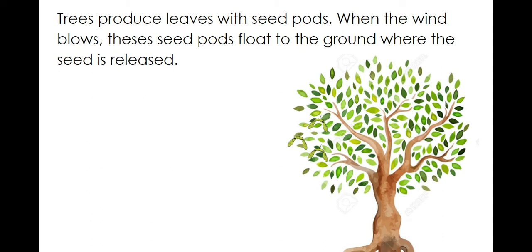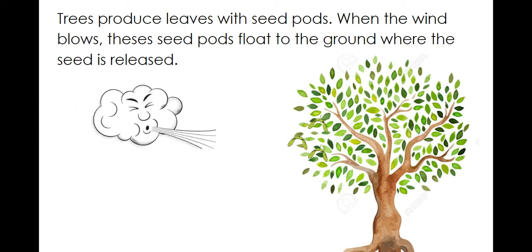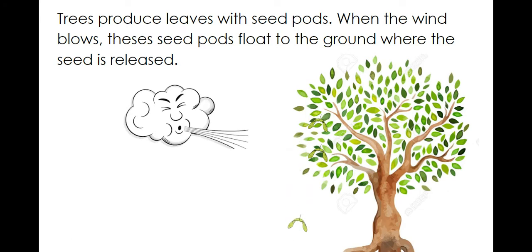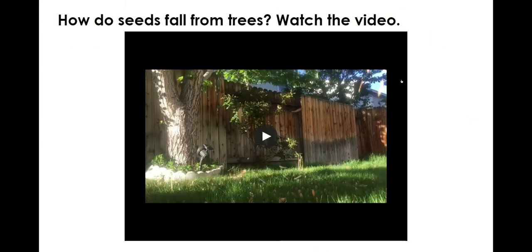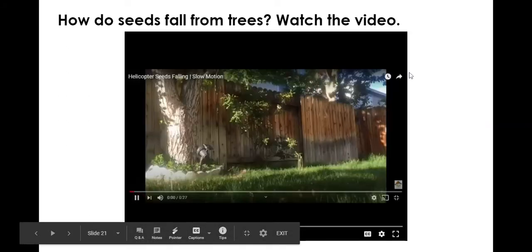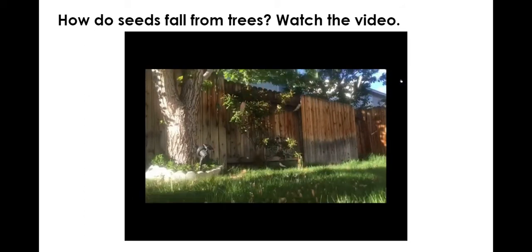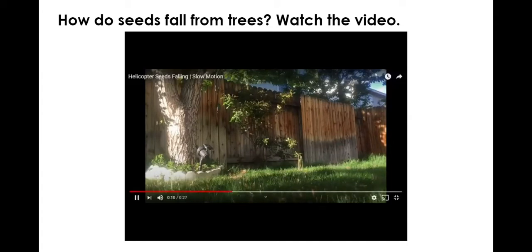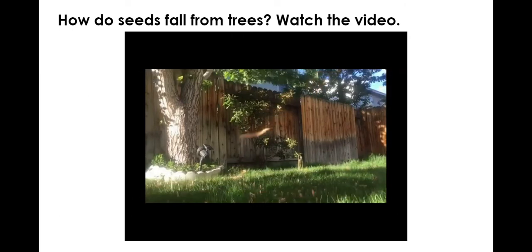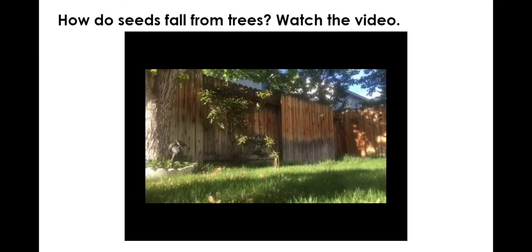Trees produce leaves with seed pods. When the wind blows, these seed pods float to the ground where the seed is released. How do seeds fall from the trees? Let's watch the video. So these are maple tree seed pods, right? And as the wind blows, they fall to the ground. And we can see here there's many of them just floating and gliding through the air.